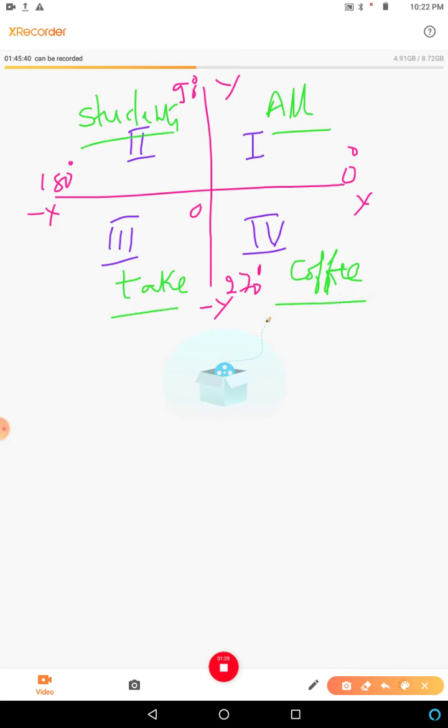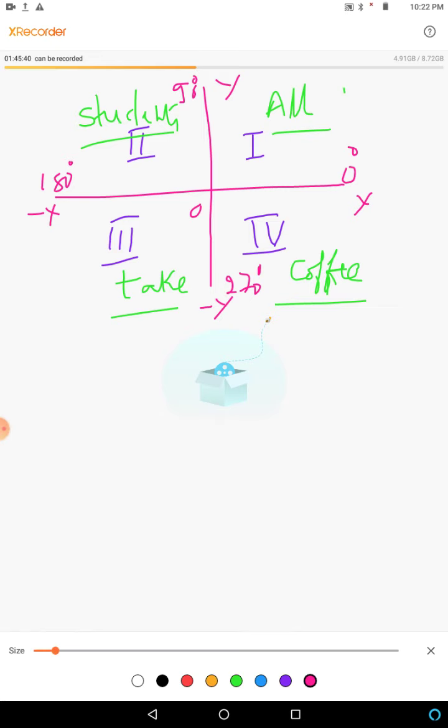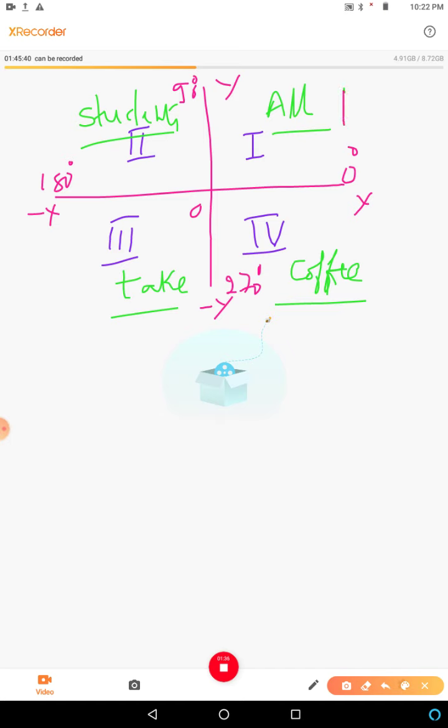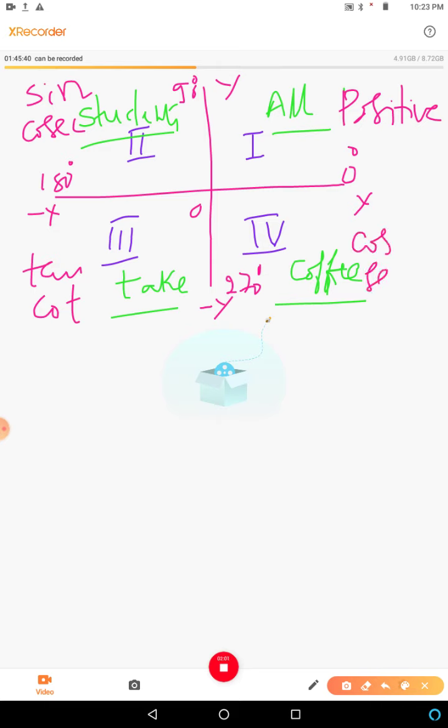And then in first quadrant, all the functions will be positive. Either it will be sine function, cos function, tan function, or cot, anything, all the functions will be positive. In the second quadrant, only sine and cosecant functions will be positive. In the third quadrant, only tan and cot functions will be positive. In the fourth quadrant, C for cos, so cos and secant functions will be positive.